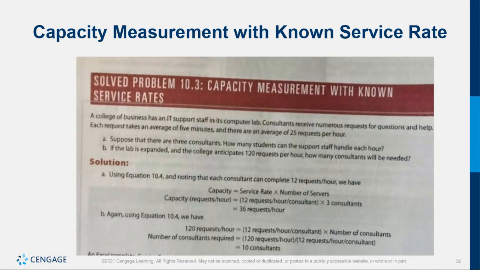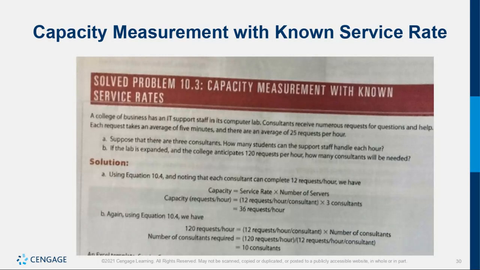So then you would do some basic algebraic functions there, and you would say the number of consultants is going to equal the 120 requests per hour times 12 divided by 12 requests per hour per consultant. 120 divided by 12 would give you 10 consultants. So that means if you have this increase to 120 requests per hour, because maybe it's near final exams and people need more help, then you're going to have 10 consultants, not 3.